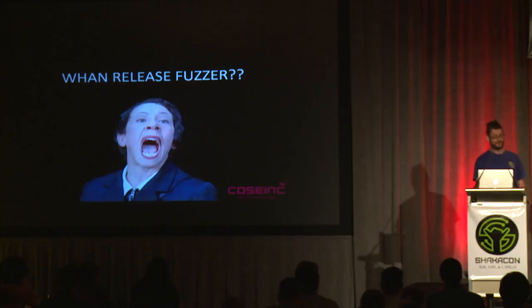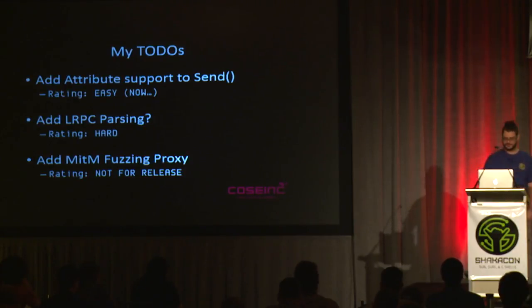So am I releasing an actual fuzzer? No, sorry. I've got a few things I need to do to the API. It supports messages already, so you can send whatever you want. I want to add better attribute support to the JSON RPC, so you can send random malformed attributes along with your general fuzzing.